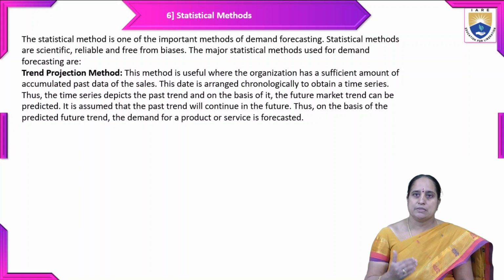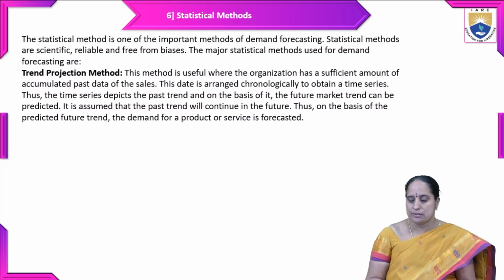If you have historical sales data, then this data is arranged chronologically to obtain a time series. Thus the time series depicts the past trend, and on the basis of it, the future market trend can be predicted. It is assumed that the past trend will continue in the future. Thus, on the basis of the predicted future trend, the demand for a product or service is forecasted.